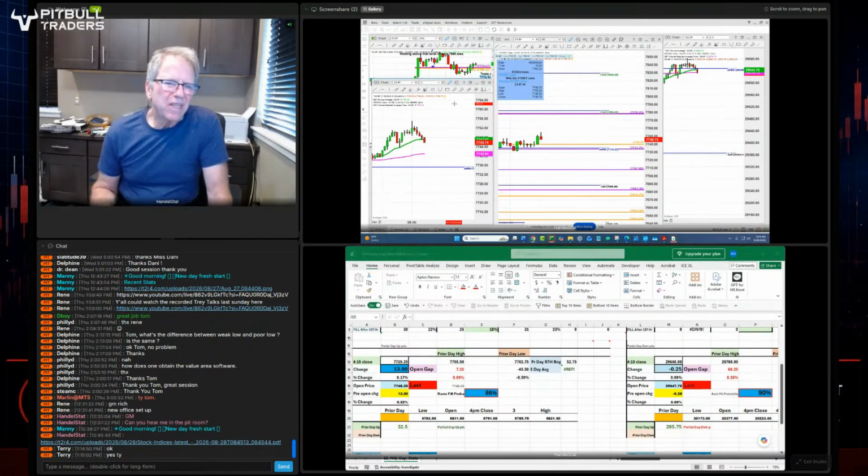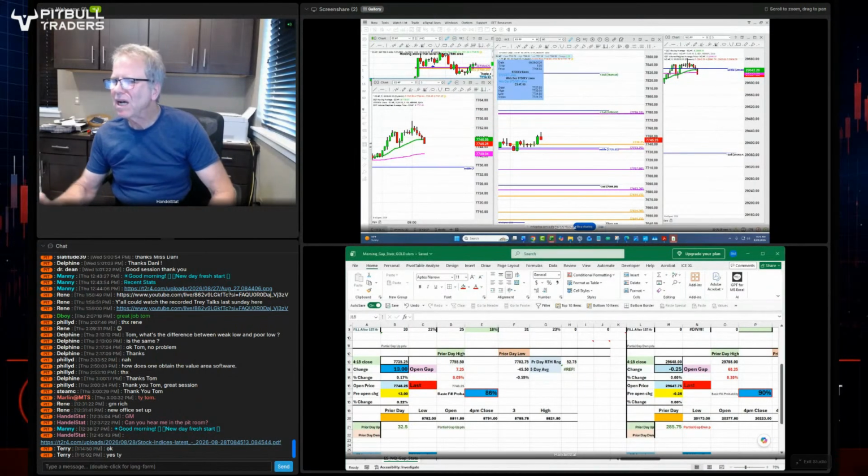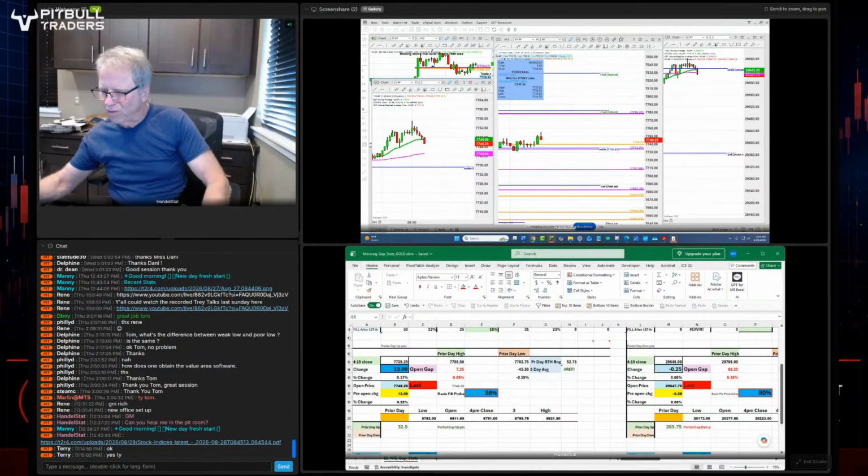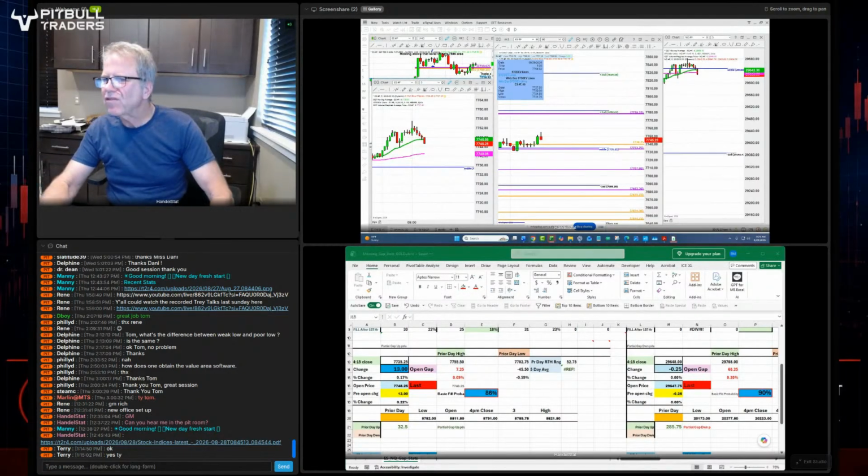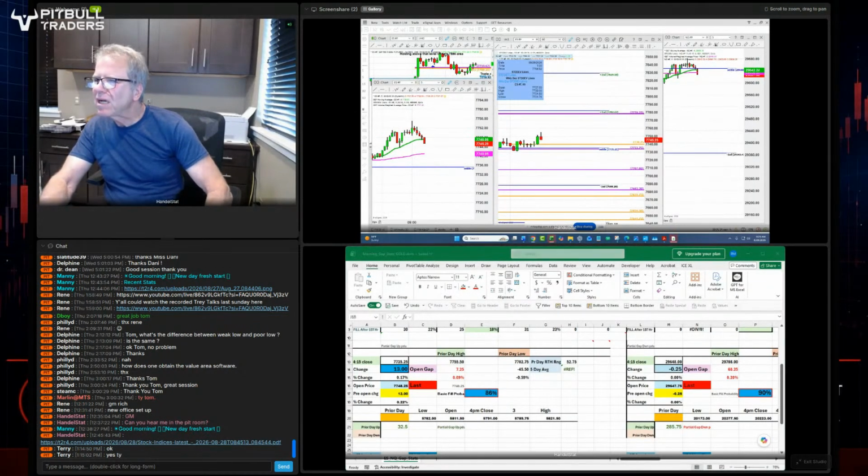Okay, here's the ES. It's breaking down below the BGL. That's always a negative. It should fill that gap. Let me do this real quick. That should fill that gap.